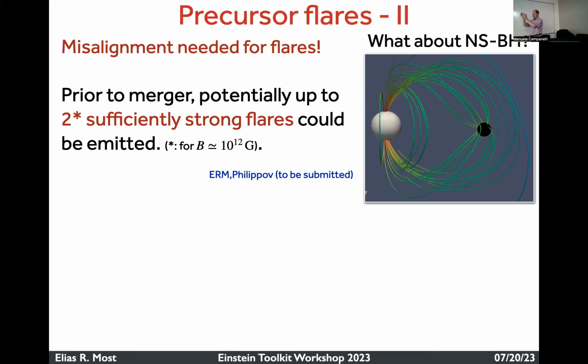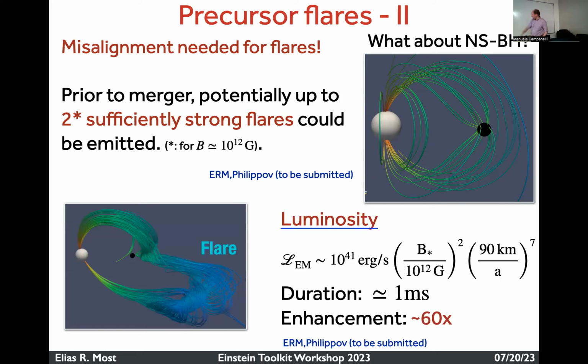This is largely because you have larger separation, because for realistic mass ratios, the binary orbits at larger separation close to merger. This means that you twist lower field strength field lines, and overall your energetics go down a bit, but you could still get 2. And if you look at the energetics, slightly less, but still 10 to the 41 ergs per second.